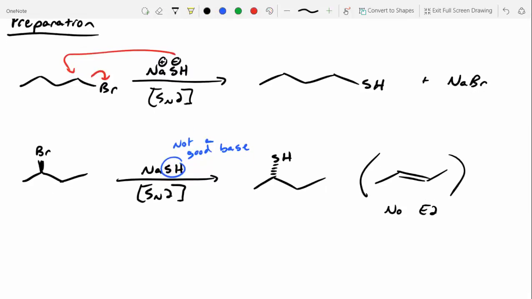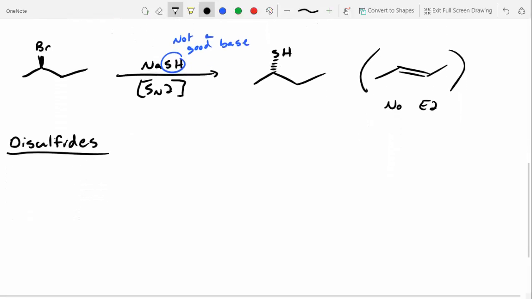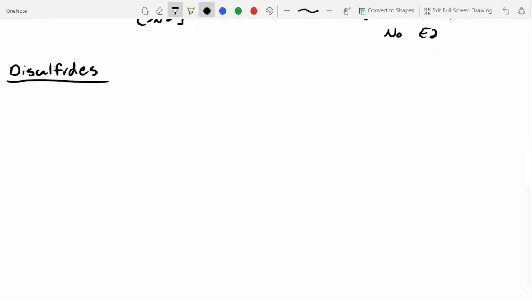All right, so now let's take a brief look at disulfides because they're important in biochemistry. Let's say we have two thiols. These could be thiols that are dangling off of cysteine residues. What's cysteine found in? Not DNA. Not RNA. Close. You're narrowing down the biomolecules. Yeah, it's an amino acid. So it's found in proteins.